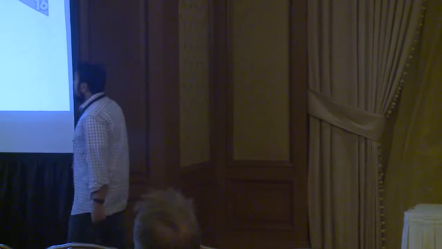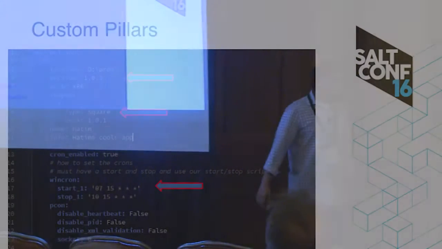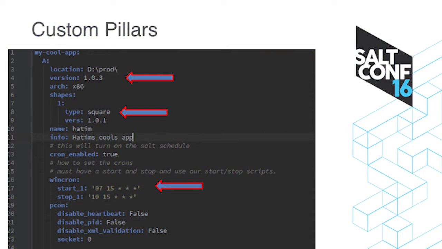So this is what one of our custom pillar YAML files look like. We can specify where we want to deploy the application with what version of whatever software. We can say what kind of plugins we want to add on to our software. And then we can also give it like cool little customization tags.